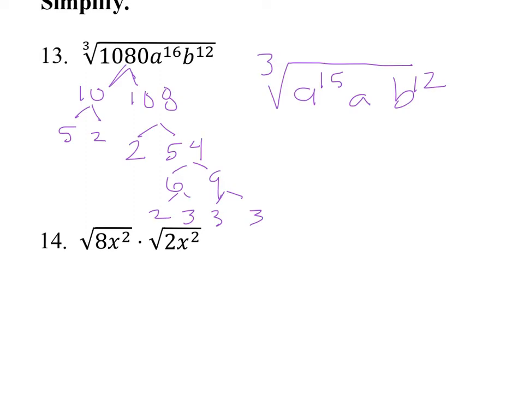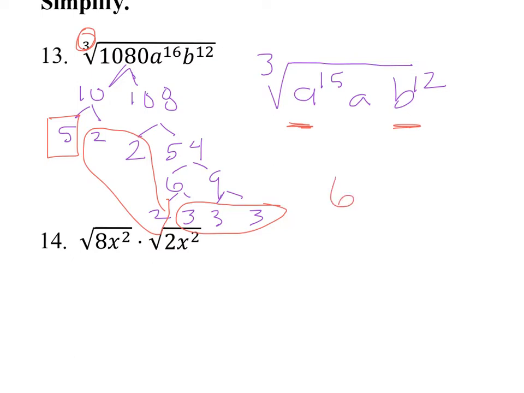I'd look at my index. That's what I should be looking for groups of. So I'm looking for groups of 3. So here's a group of 3. And right here's a group of 3. And this one's left over, so I'm not doing anything with that. The other thing you might notice is that I already rewrote my A's. So I wrote A to the 15th because I know I can get a group of 3 evenly out of there. And 12 is already divisible by 3, so I can find groups of 3. So what I have is the 2 times 3, which would give me my 6.